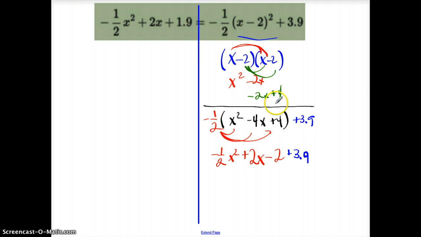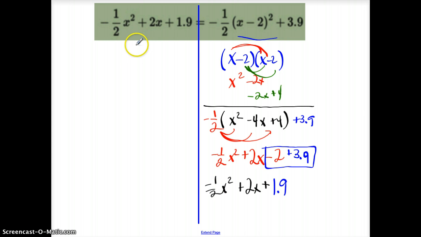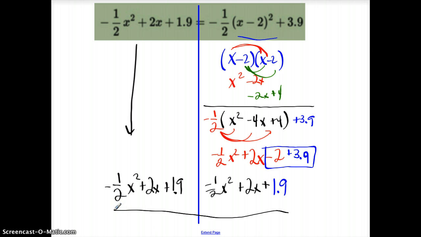Okay, so these two are my like terms. 3.9 minus 2 is going to be 1.9, and I'm going to bring everything else down. Negative 1/2 x squared plus 2x plus 1.9. Now I just did one side all at one time, and according to what I have here, they look like they're the same. Let me just bring it down. Negative 1/2 x squared plus 2x plus 1.9. Alright, these two are exactly the same.